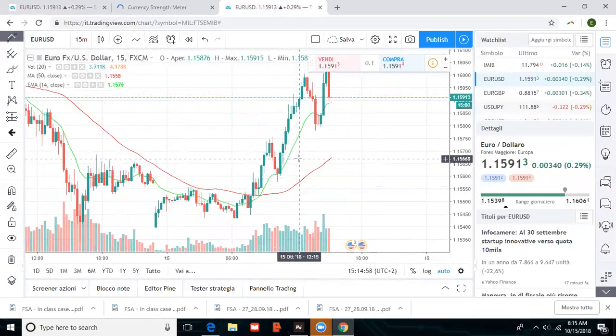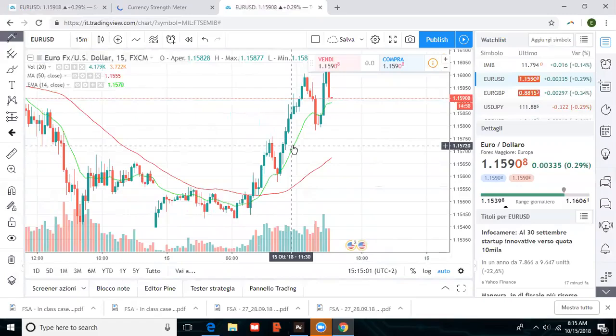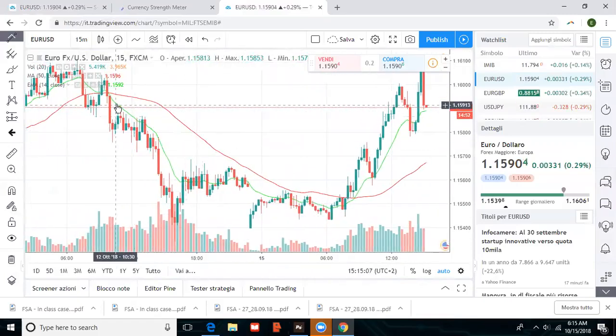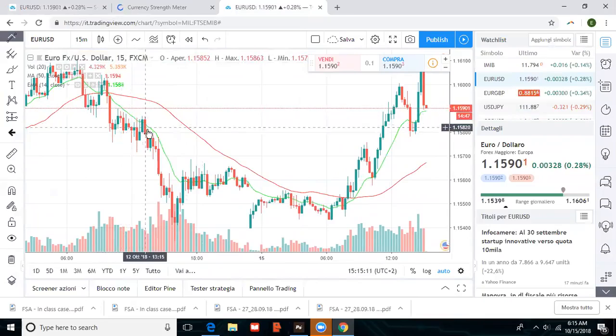And you can see that when the green line is above the red line, we are on a bullish momentum. And when the green line is below the red line, we are on a bearish momentum.